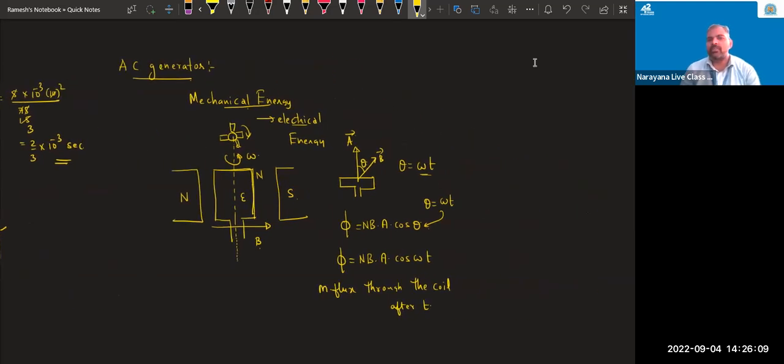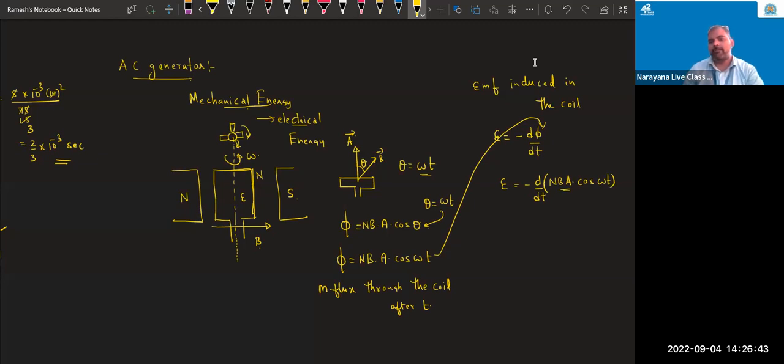Then what is the EMF induced in the coil? According to Faraday's law of electromagnetic induction, EMF induced is minus change in flux by change in time taken. Flux you substitute here, so minus d by dt of N into BA into cosine of omega t. NBA I will take outside. So minus NBA and d by dt of cosine omega t.